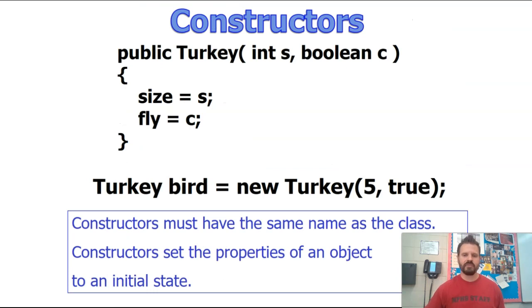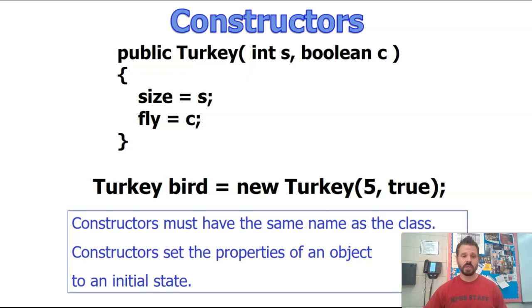So let's take a look at that first constructor from the Turkey class. Notice that the constructor has the same name as the class. When I want to create a Turkey object from the Turkey class, I'm going to call the constructor. It's basically a method called Turkey. The goal of the constructor is to set the properties of the object to the initial state, so we want to instantiate those instance variables with values.